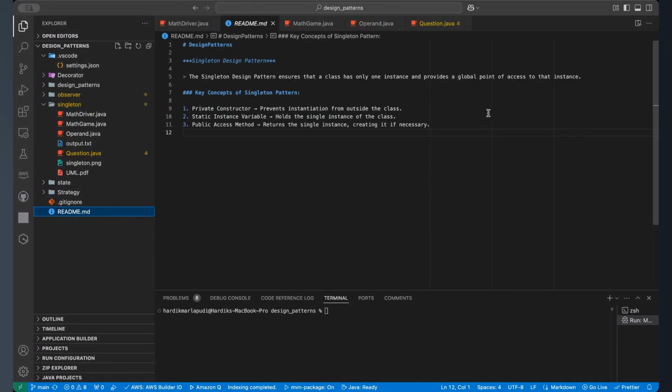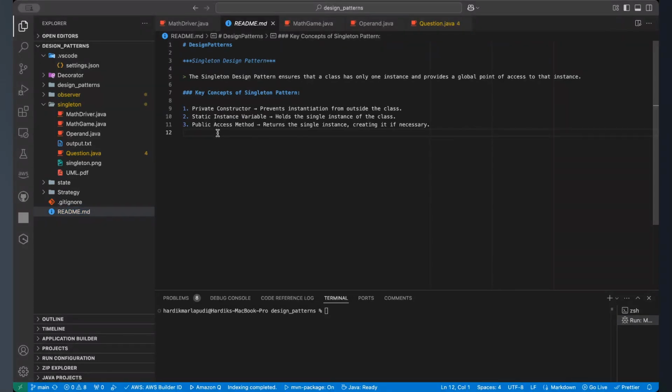Alright, first, what is the Singleton Design Pattern? The Singleton Design Pattern ensures that a class has only one instance and provides a global point of access to that instance. And here are the key concepts of the Singleton Design Pattern.